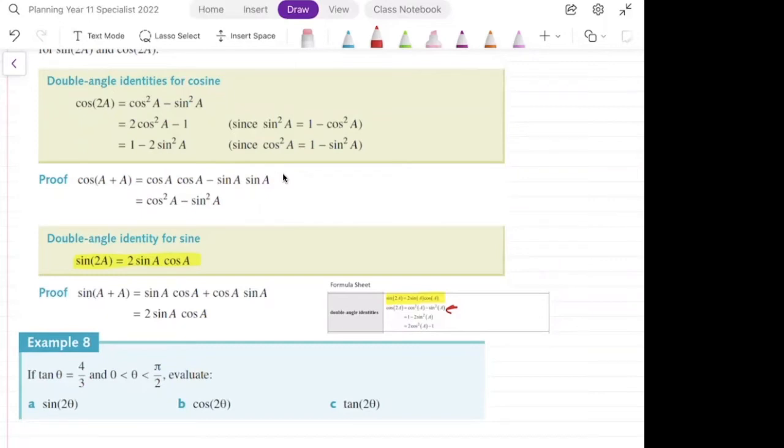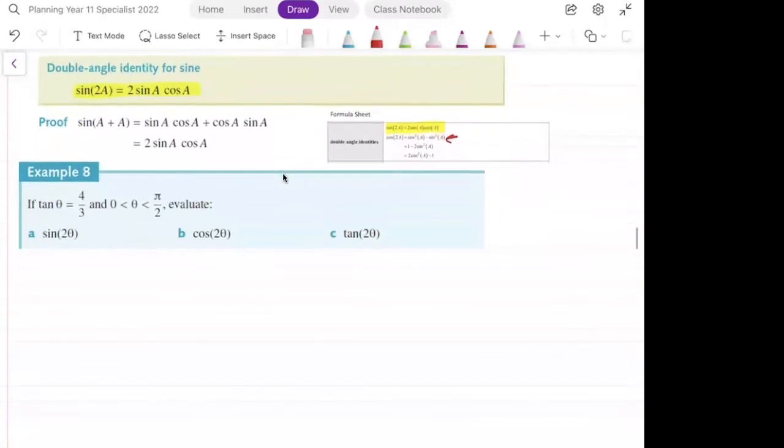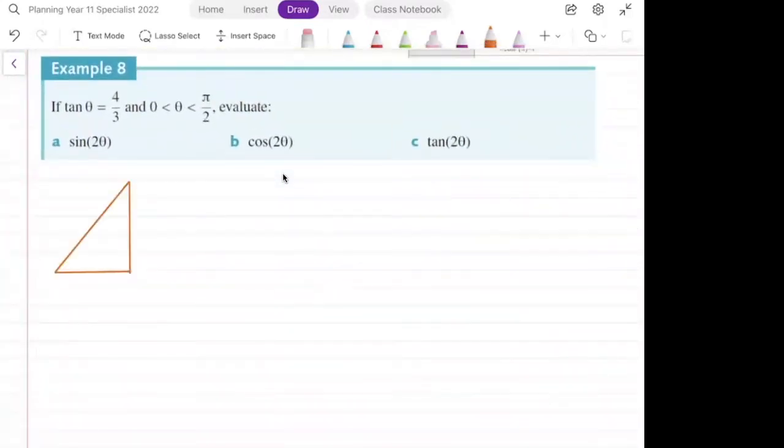Now, there's actually 2 methods we can look at to solve for example 8. For my first method, this is going to look at us actually drawing a triangle. I know that tan theta is equal to 4/3. Tan is opposite over adjacent, which means that my opposite must be 4, my adjacent must be 3. Now, I can use Pythagoras' theorem to find my hypotenuse. So my hypotenuse, let's just call it h, is equal to the square root of 4 squared plus 3 squared, which is going to equal the square root of 25, which equals 5, because this is one of my Pythagorean triads.